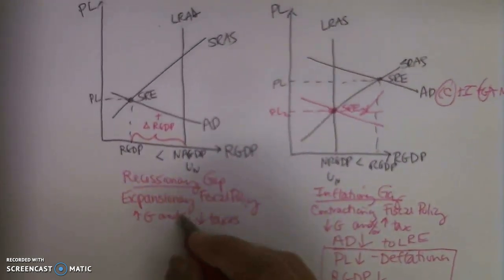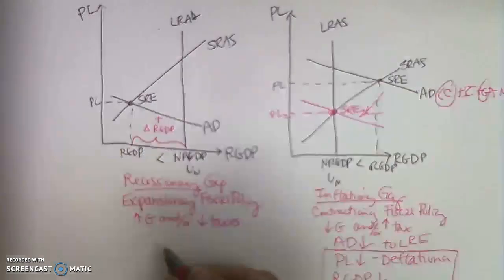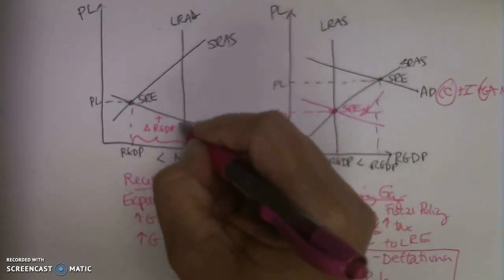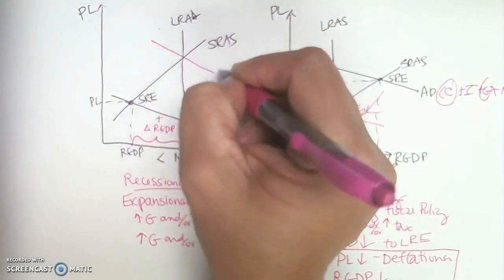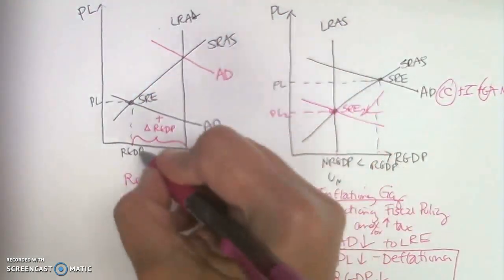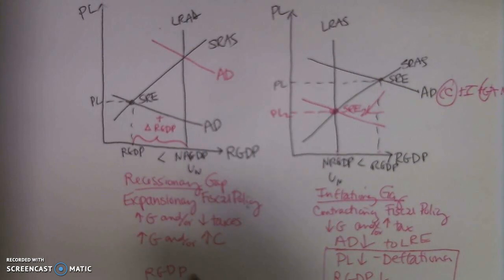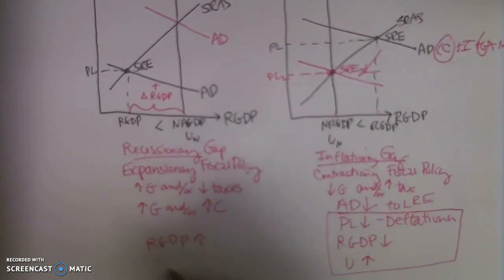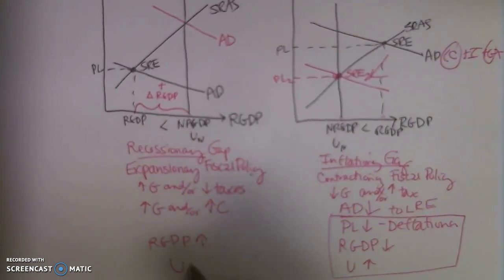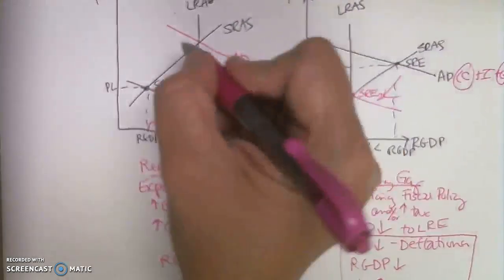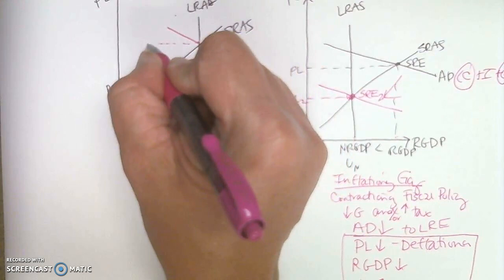So if we look at a recessionary gap and what's happening over here, we're going to increase government spending and or increase consumption, right? By doing so, we're going to move the AD curve all the way to long run equilibrium. So our real GDP is actually going to go up, right? And if real GDP goes up, what happens to the unemployment rate? It goes down, exactly.